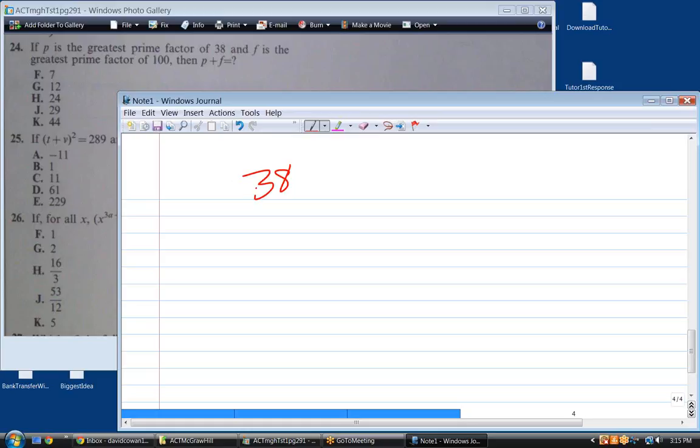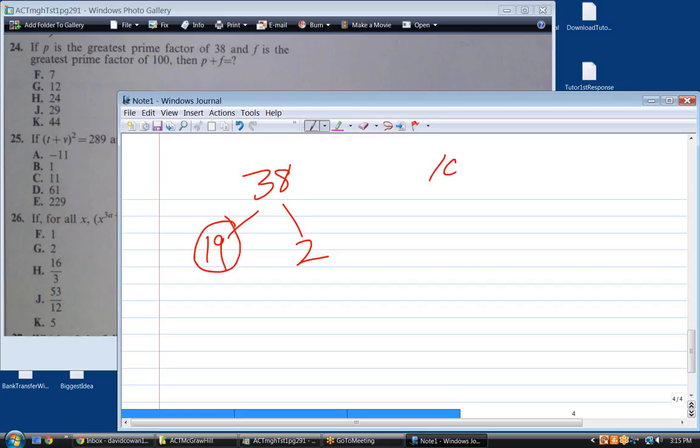What goes into 38? Okay, so let's do the tree. Let's split it up however we can. What two numbers multiply to 38? 2 and 19. Okay. What's true about both of those numbers? They're both prime. Right. I can't split up 19 anymore. So that's the greatest prime factor of 38.